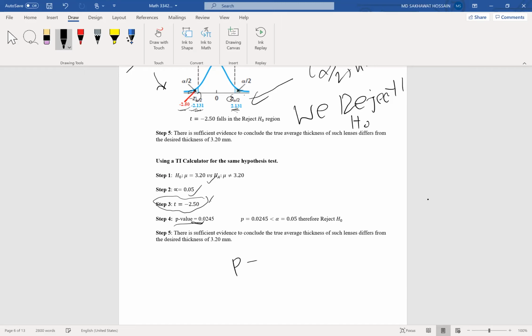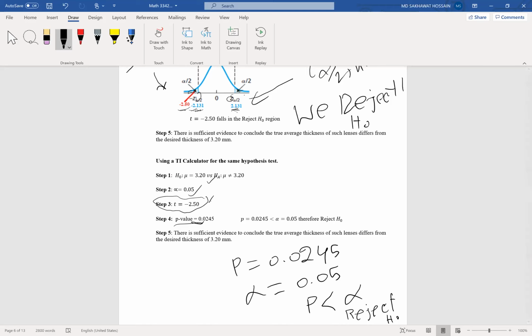The p-value is 0.0245 and alpha was 0.05. Now we'll compare this p-value with alpha, whether p is less than alpha or greater than alpha. So what do you think? Is p less than alpha or greater than alpha here? This is less than alpha, right? So what should be our decision in this case? If p is less than alpha, we'll reject H0.